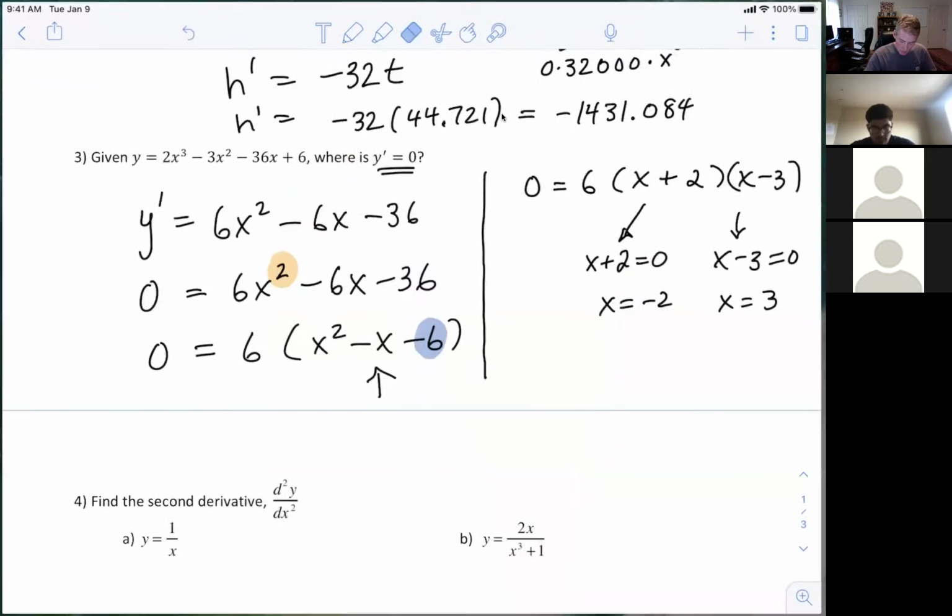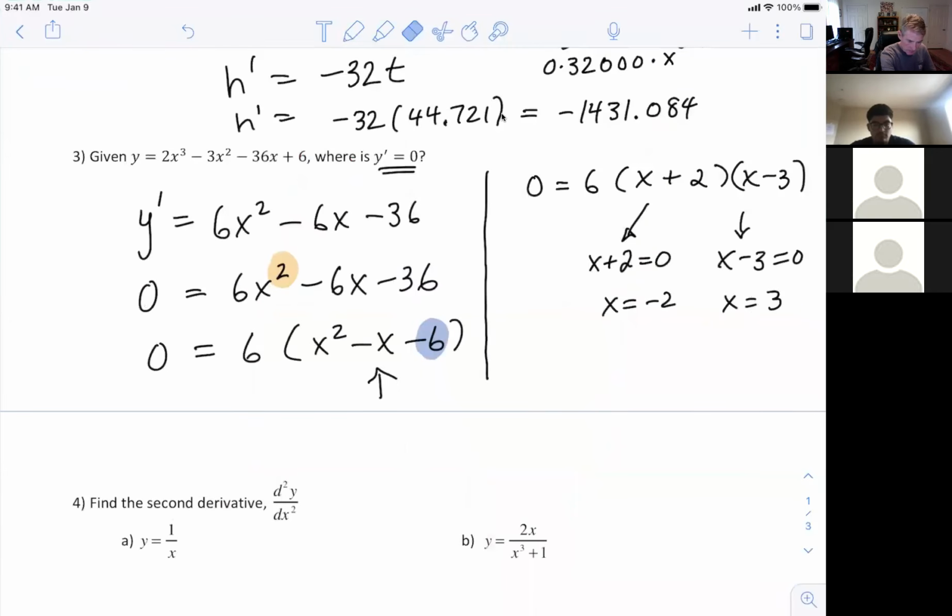So then finally, to answer that question, there was a maximum value when x was -2 and then y was 50. And there was a minimum value when x equals 3 and y equals -75.